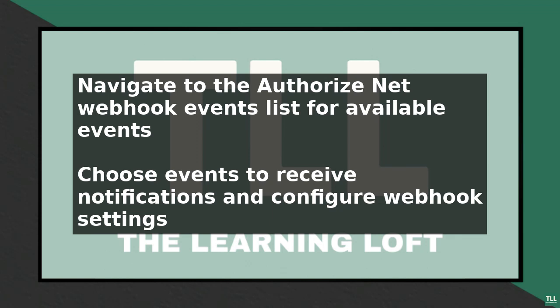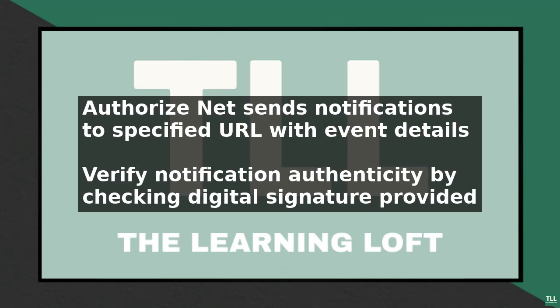Authorize Net will send a notification to your specified URL when a selected event occurs. The notification will include details about the event, such as the transaction ID and payment status. When handling webhook notifications, ensure you verify the authenticity of the notification by checking the digital signature provided by Authorize Net. This prevents unauthorized access to your application.